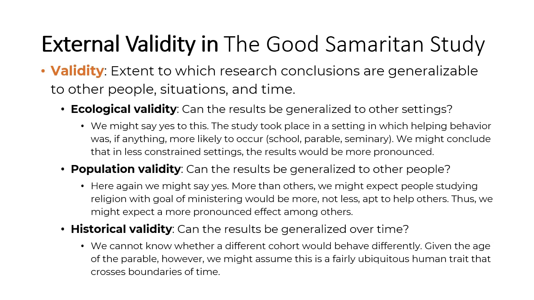More than others, we might expect students studying religion with the goal of ministering to others would be more, not less, apt to help others. So if we had people who weren't seminary students, well, the effect might be even stronger. That is, when these outsiders who weren't seminary students were given a sense of urgency, they might be even less likely to help a needy stranger. And finally, historical validity. Can the results be generalized over time? We can't know whether a different cohort would behave differently.